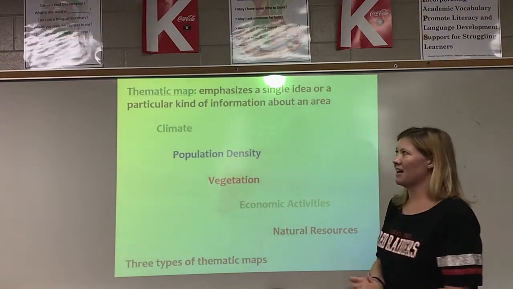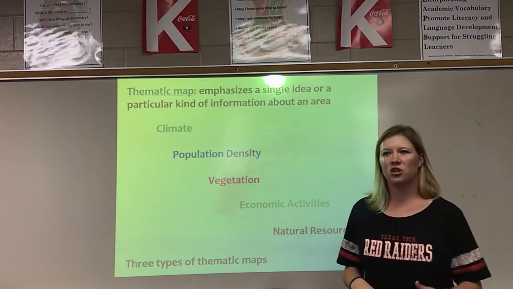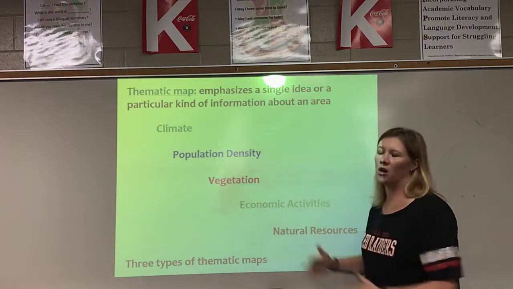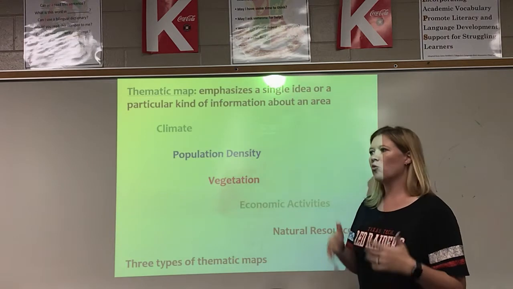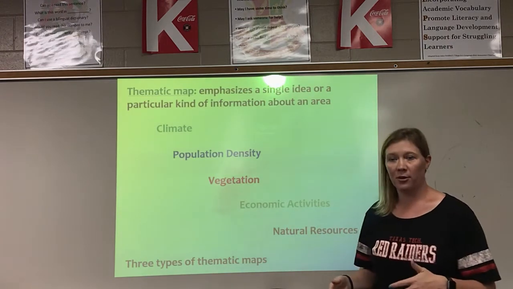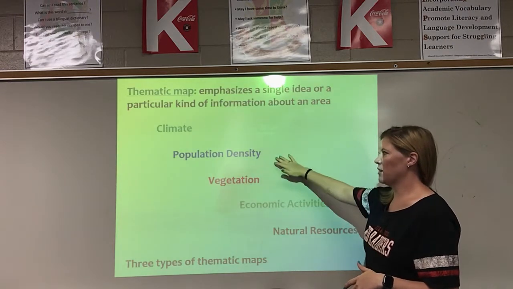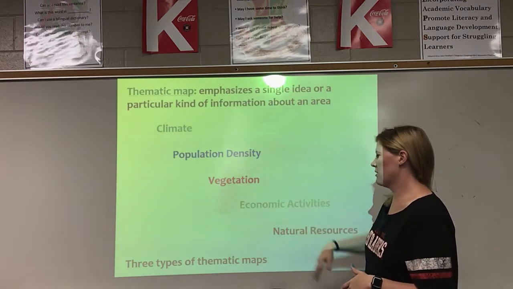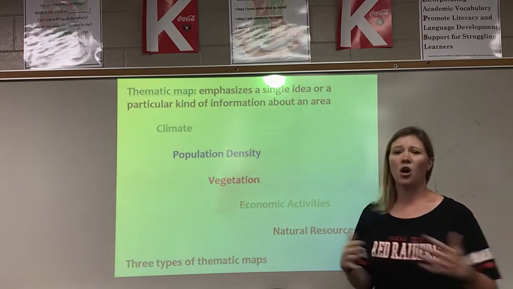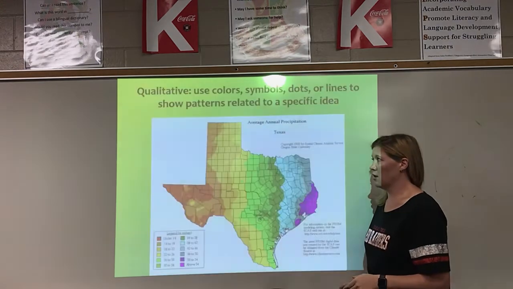Okay, then we have thematic maps. This is where there's something that we're trying to show you. We're not trying to show you where Australia is or where the provinces are. We're trying to show you information about them. So popular types: climate, population density, vegetation, economic activities, natural resources, there's all sorts of things. We're trying to show you information.